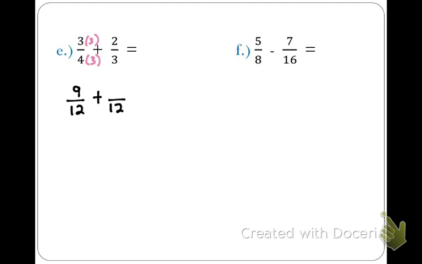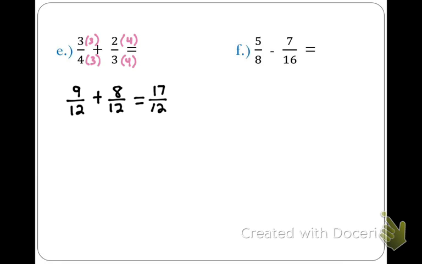Let's do the same thing to 2/3. How do I turn 2/3 into 12ths? 3 times 4. Multiply it times 4. What we do to the bottom, we've got to be fair and do it to the top. So what's my new fraction? 8/12. Okay, right here, 3 times 4 is 12, and 2 times 4 is 8. Now you can see I've got the same denominator, so now we can add the numerators together. What is 9/12 plus 8/12?